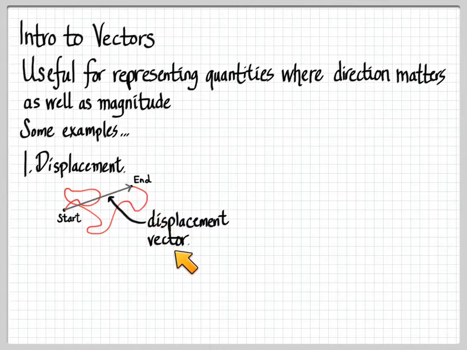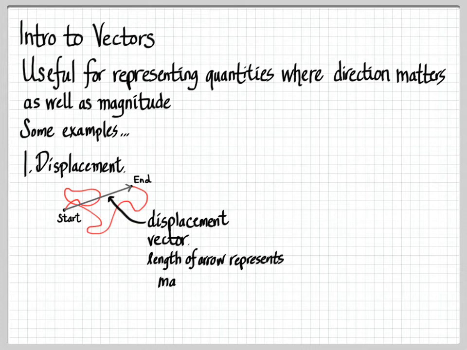And so we're going to see that the way we represent vectors geometrically is by arrows. They have a tip, or this would be the tip over here, and they have a tail. So they go from tail to tip, and that's how we draw them. So this is my displacement vector. It goes from start to end.